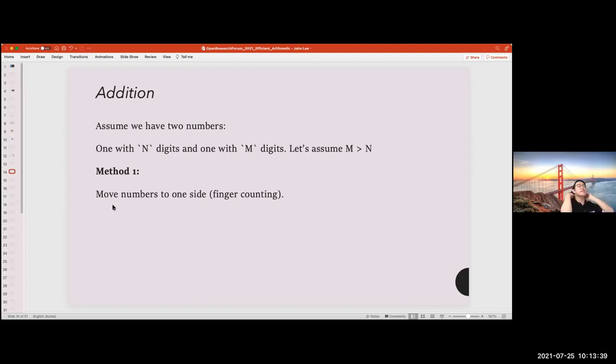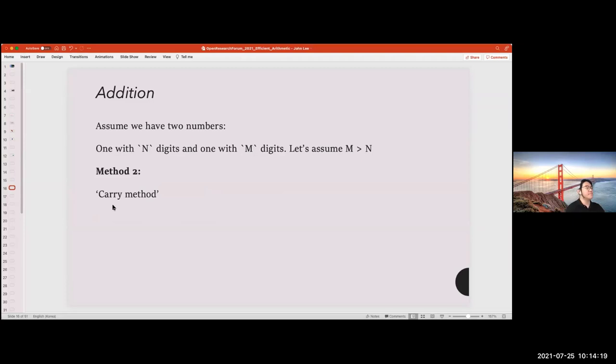This is what I mean by finger counting. If you have 4 and 3, you can start moving one here, removing one, and now you have 7. But this is kind of terrible. It's not really efficient. If you're moving the smaller number to the larger number, then you have to do 10 to the power of n finger movements. And this is kind of tiring, especially if n is a large number. So this is very inefficient.